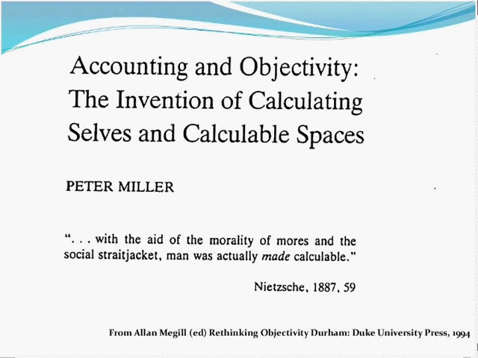In a paper titled Accounting and Objectivity, the Invention of Calculating Selves in Calculable Spaces, Peter Miller quotes Nietzsche, who said that with the aid of the morality of mores and the social straitjacket, man has actually been made calculable. And it's a use of the term that I really want us to consider as we go forward with the rest of this discussion. Becoming calculable. What does that mean? I had become calculable in the restaurant when I asked for eggs, but I could see quite easily how mistaken that calculation was.